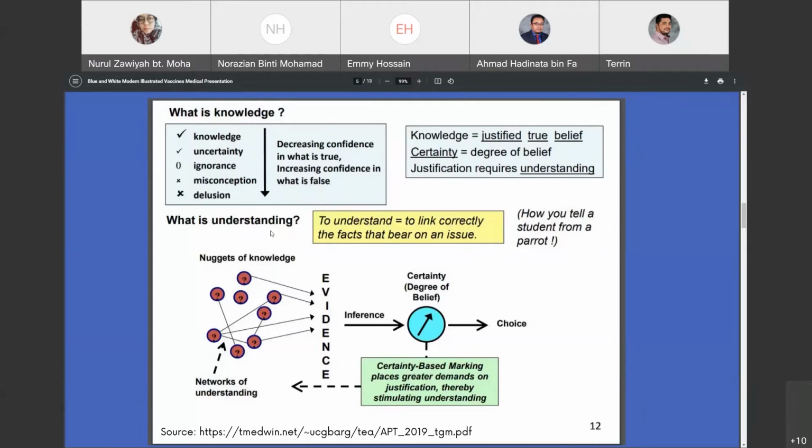The more we go down this, yeah. So according to this professor, knowledge is justified belief. Certainty is the degree of belief of this knowledge. And in order to confirm the certainty level, they have to find justification, which requires understanding, to be able to connect the dots.